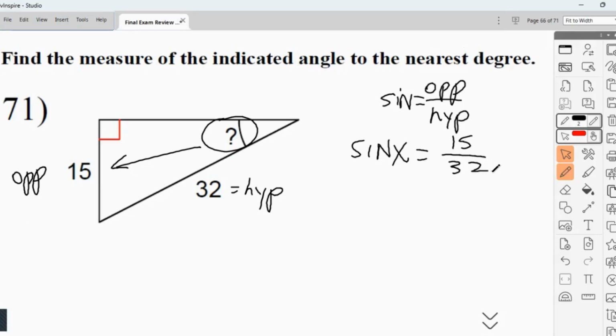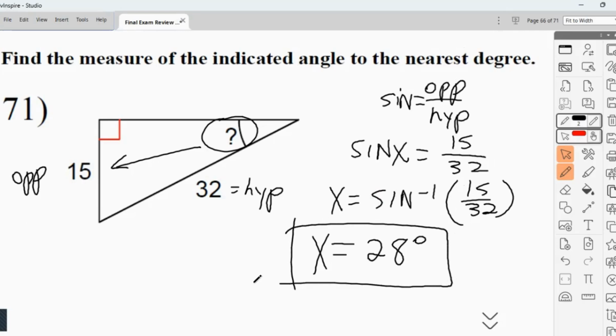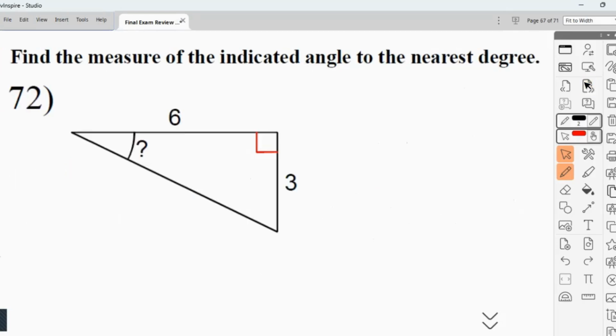So right here, remember what you have to do when you don't know x. x is equal to, and we're going in the opposite direction because this time we're trying to find the angle instead of trying to find the side, okay? So this is going to be the inverse sine of 15 over 32. When you do that, you get a nice small angle, and that angle is 28 degrees. All right, so we're done with that one. All right, let's go to 72.